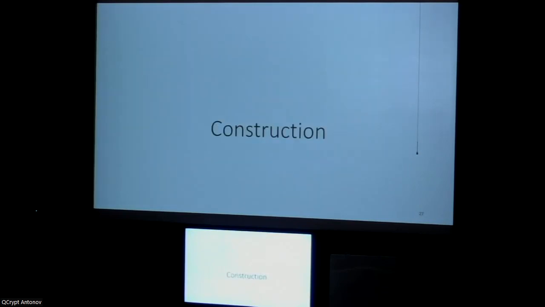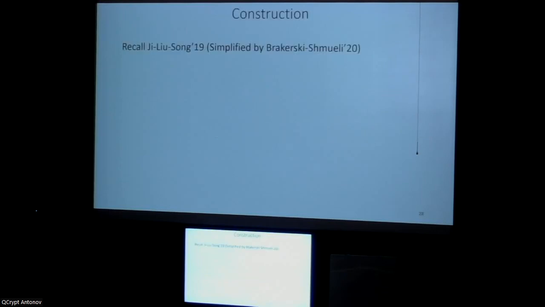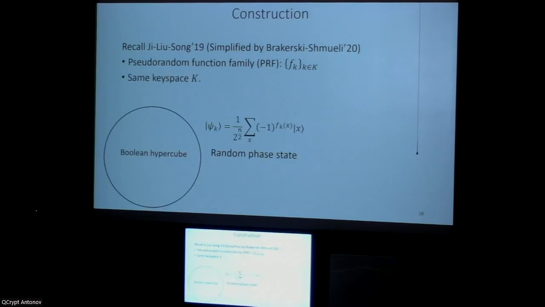So let's have a quick recap of the random phase state construction by Ji, Liu and Song, later simplified by Brakerski and Shmueli. If you look at this construction, it uses a PRF family, and the key space for this pseudo-random state is also the same key space for the pseudo-random function family. And now the state basically looks like this. For every key, you just have this uniform superposition over all elements in the Boolean hypercube, but with this random phase that this function f_k decides.